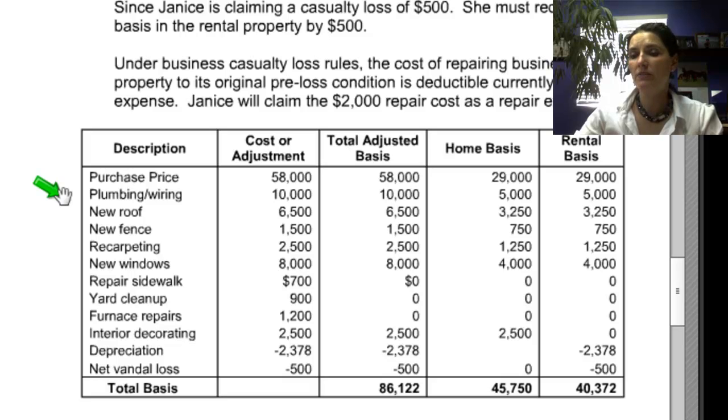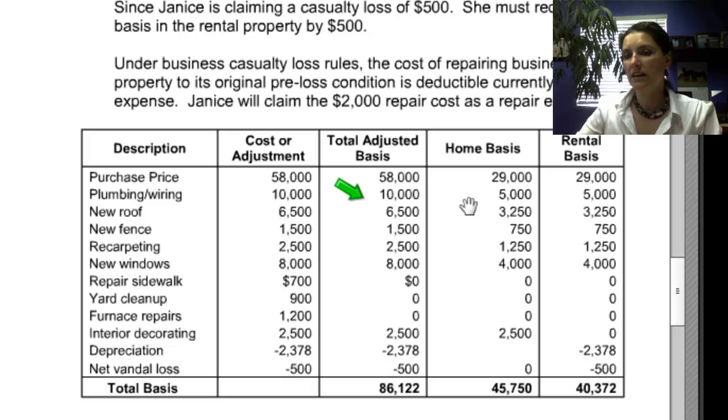Next is plumbing and wiring, and that was done to the entire property, as was the new roof and the new fence, and the recarpeting and the new windows. So on each of these items, since the cost is allocated 50-50 between the home and the rental, we've taken the total cost and allocated that 50-50 all the way down.